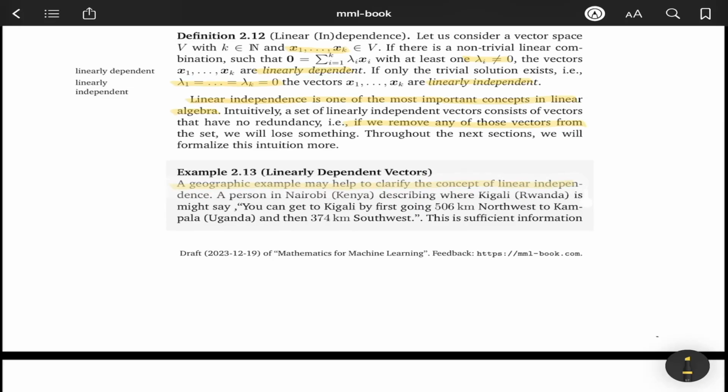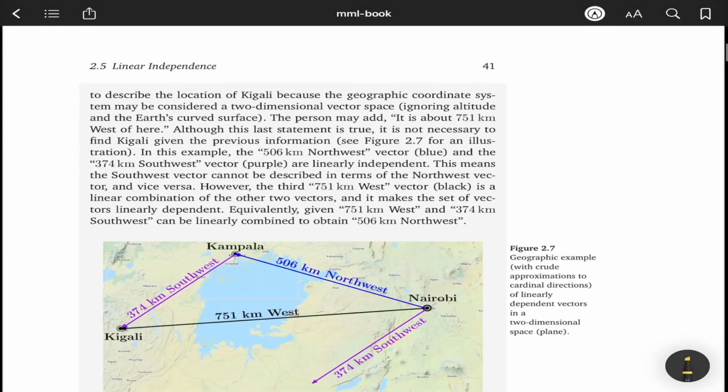This is sufficient information to describe the location of Kigali because the geographic coordinate system may be considered a two-dimensional vector space. The person may add, it is about 751 kilometers west of here. Although this last sentence is true, it is not necessary to find Kigali given the previous information.